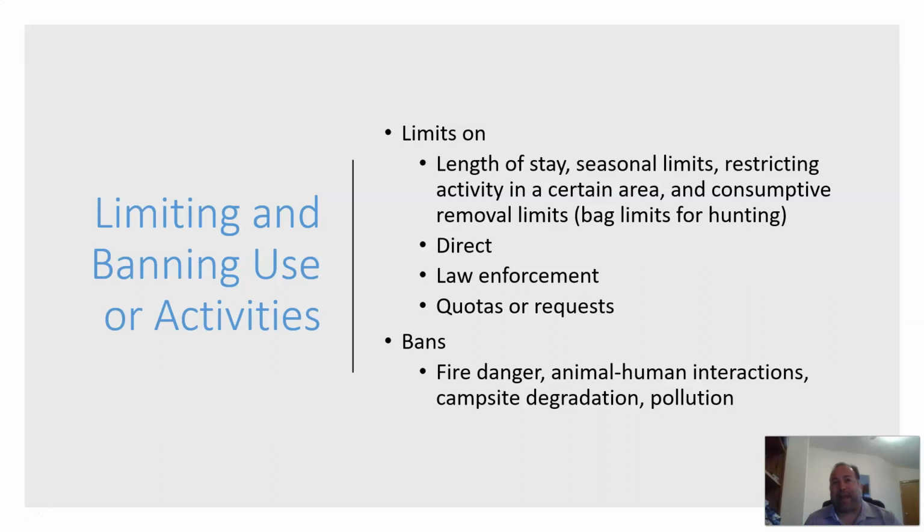When we're talking about bans, we're usually talking about trying to keep people from either hurting the environment or hurting themselves. So fire danger is the most common one, where you see a sign that says this is the fire danger, so no campfires, be really responsible, no fireworks, that sort of thing. Animal-human interactions, like don't go on this trail because there's a bear there. Campsite degradation, pollution, any problems with that, they'll close up an area.